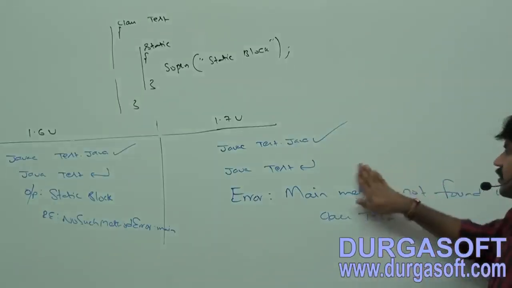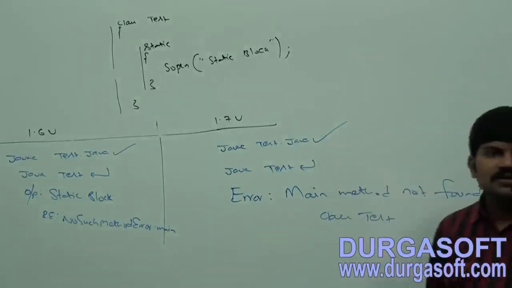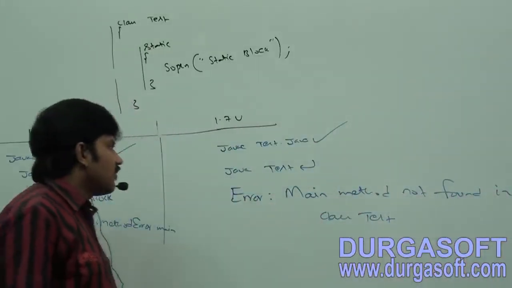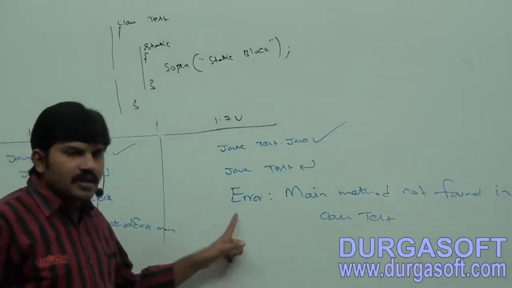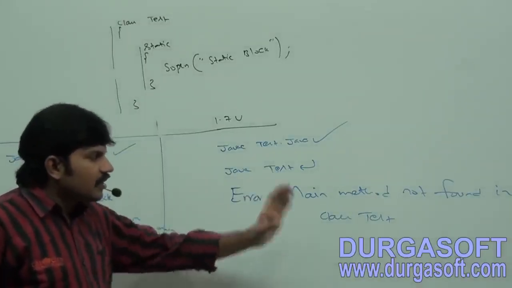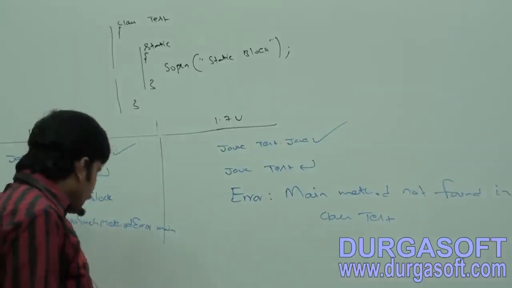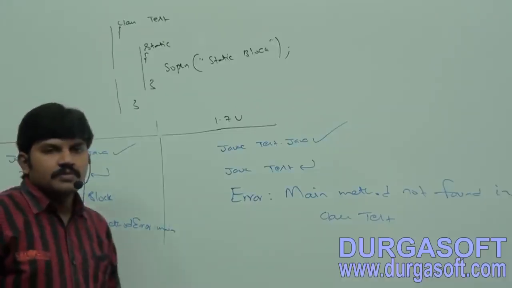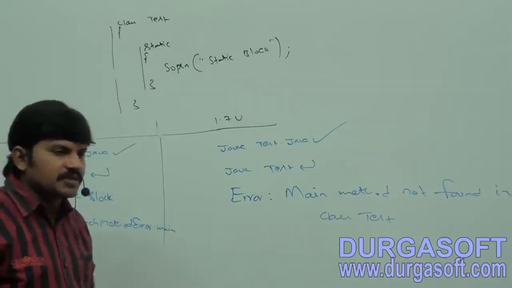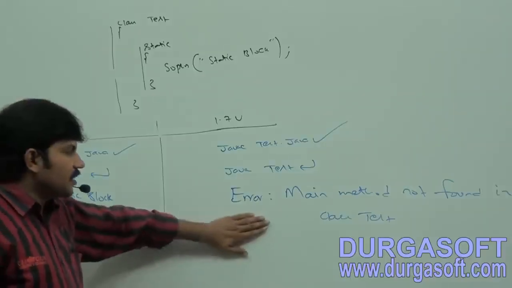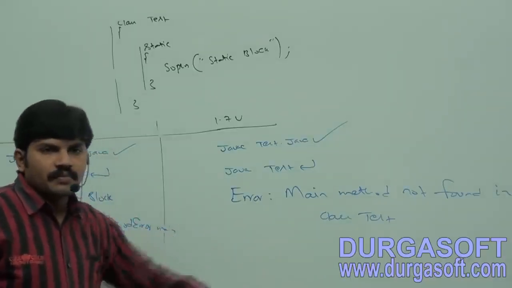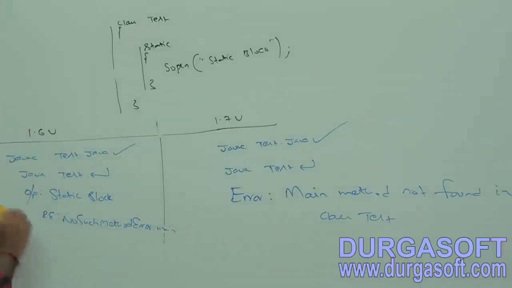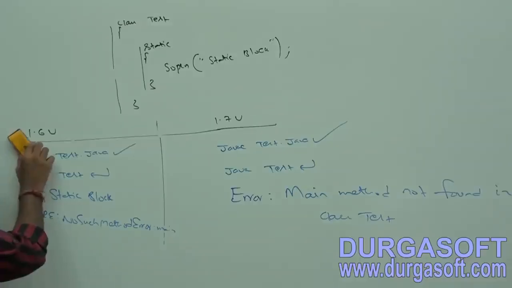In the 1.7 version, javac Test.java is valid, then java Test. We get the error: main method not found in class Test. That's what you have to identify, right?